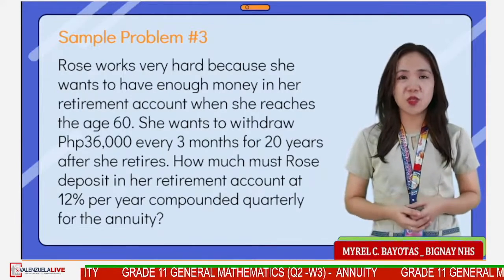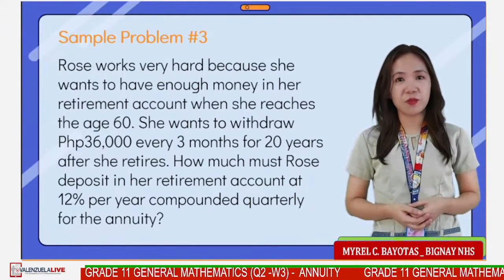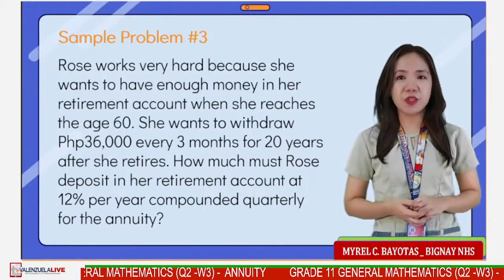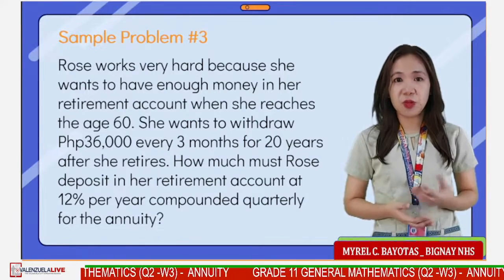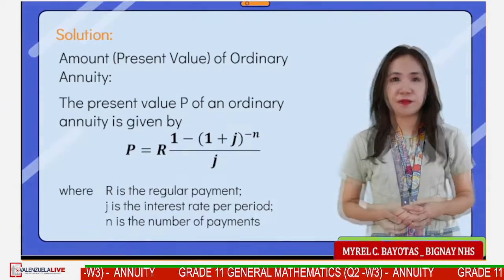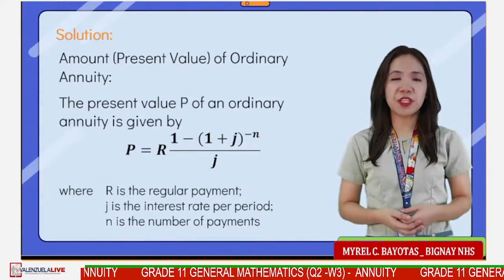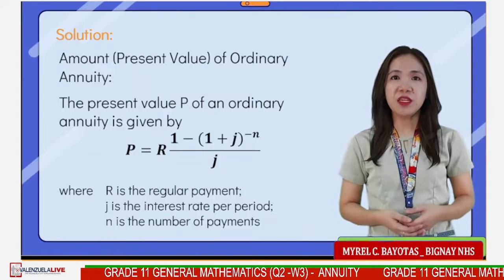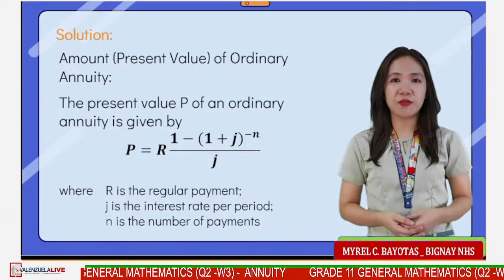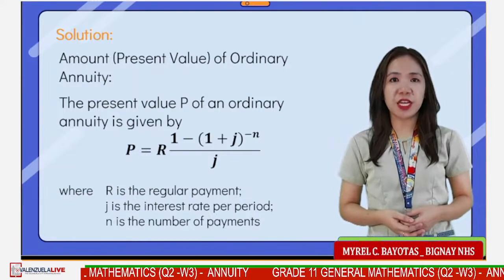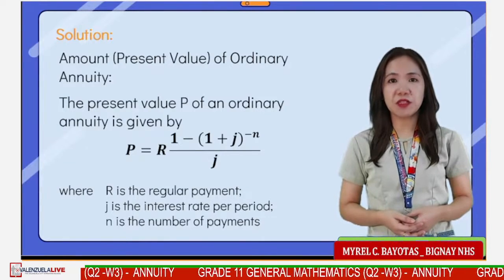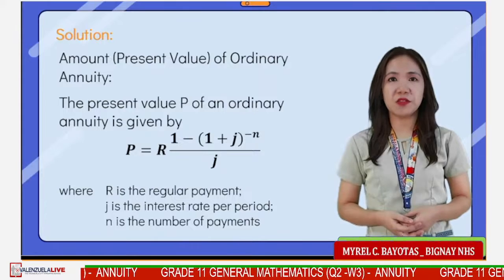Now, do you think it's the same with sample problems number 1 and number 2? Good observations. This problem asks us to compute for the present value. We can derive the formula for present value from the formula we used earlier. The present value P of an ordinary annuity is given by P equals R times 1 minus the quantity of 1 plus j raised to negative n all over j, where R is the regular payment, j is the interest rate per period, and n is the number of payments.